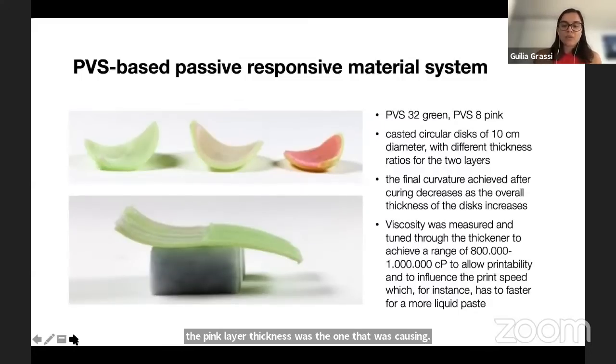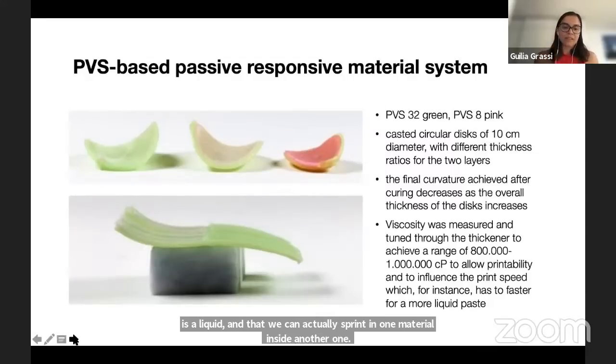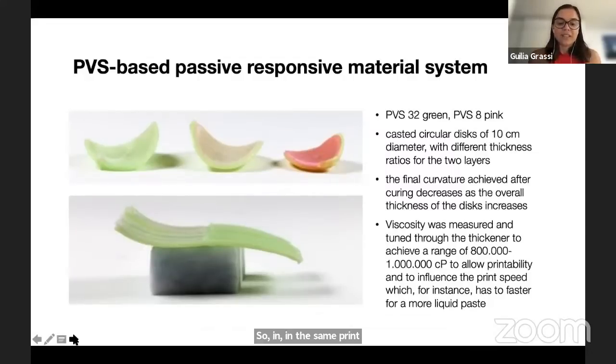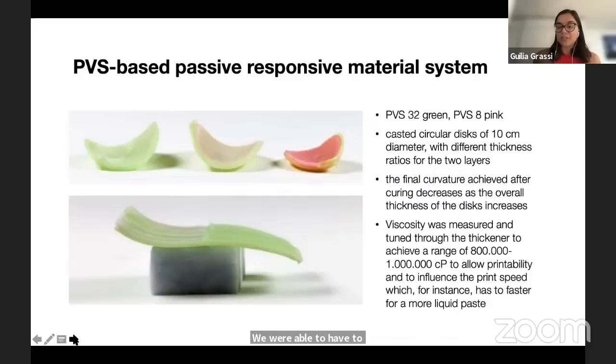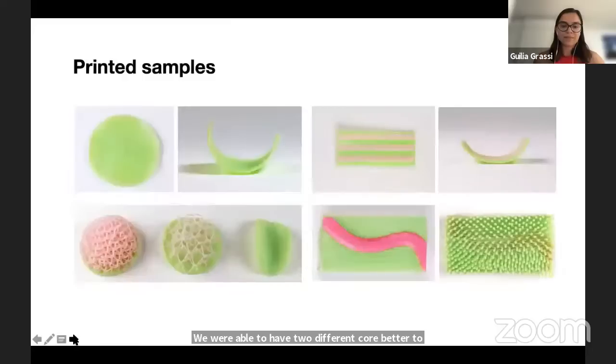On the other side, we were able to exploit the properties of the silicone printing. So the fact that it's a liquid and that we can actually print one material inside another one. So in the same print, as you can see in the left image below, we were able to achieve two different curvatures in one piece.